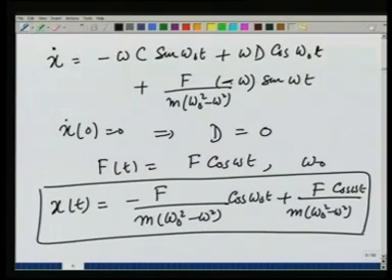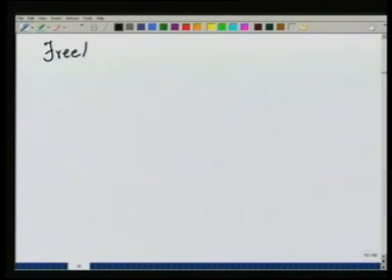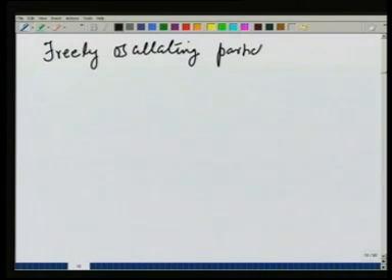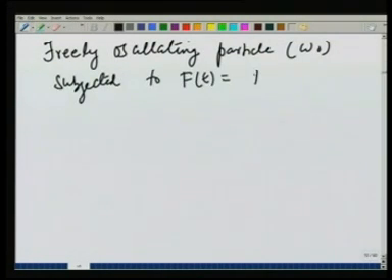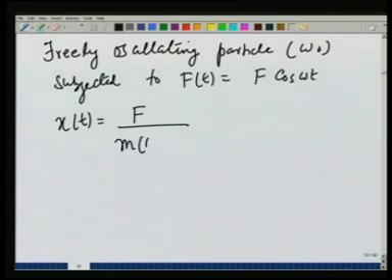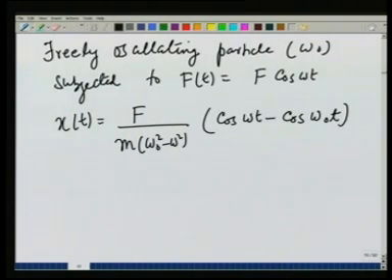Let me write it clearly on the next page. So, the general solution for a freely oscillating particle with natural frequency omega 0 subjected to a time varying force, which is F cosine of omega t, is x(t) is equal to F over m times omega 0 square minus omega square, times cosine of omega t minus cosine of omega 0 t. This is the general solution.